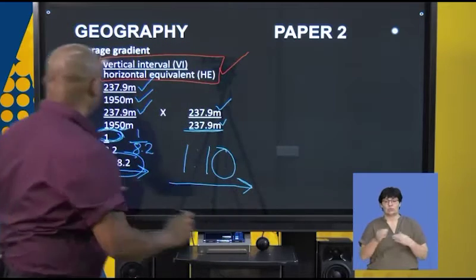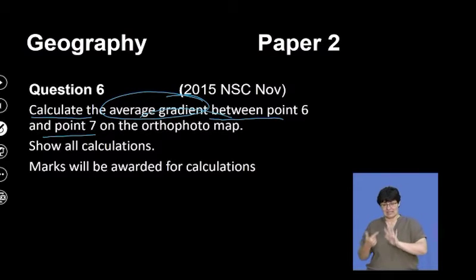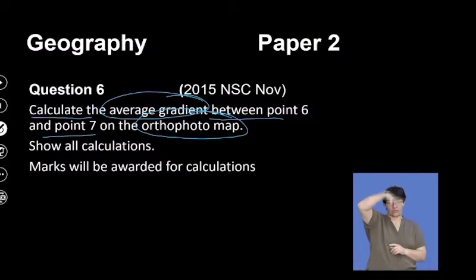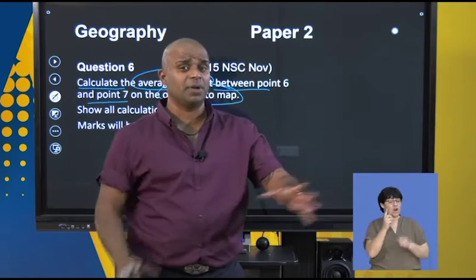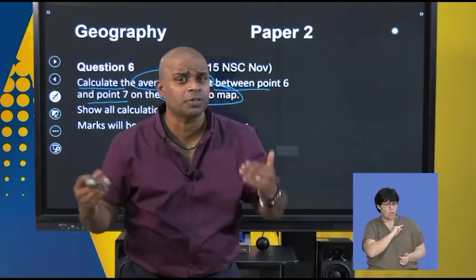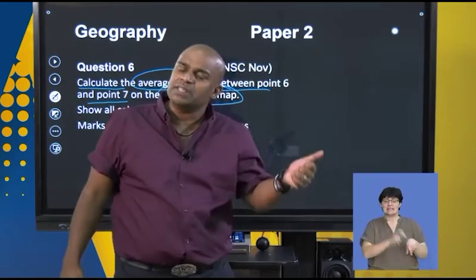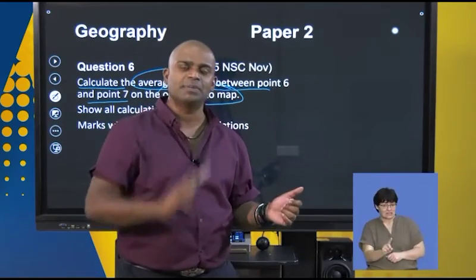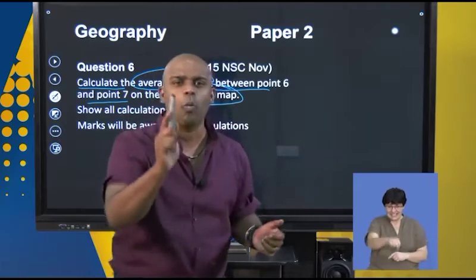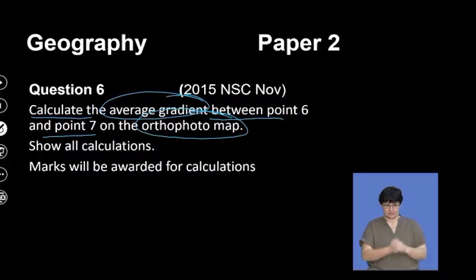Let's do one more example. In this particular example, calculate the average gradient between 0.6 and 0.7 on the orthophoto map. Note in this example, the first example was a topographical map. Immediately, because I'm using an orthophoto map, what should I be thinking? I need an answer in meters, so that means that I must be multiplying by, you got it, 100 meters. Good. Let's look at this calculation.